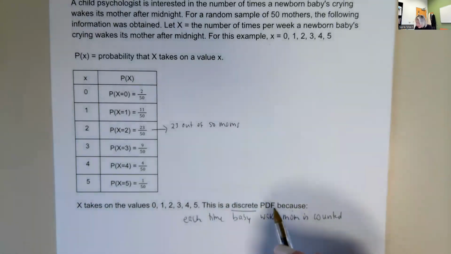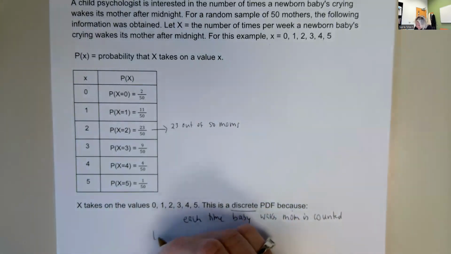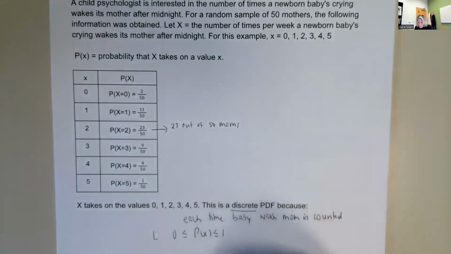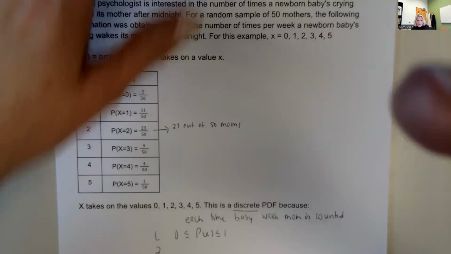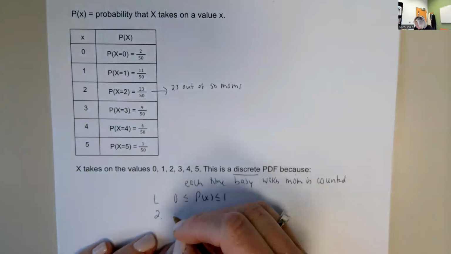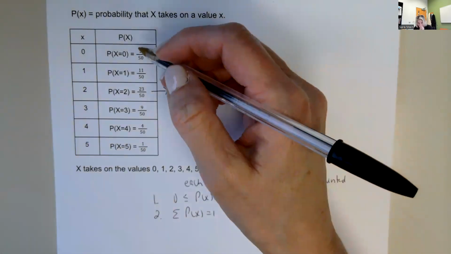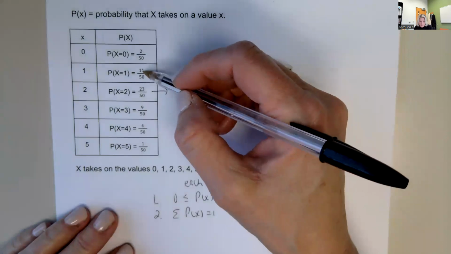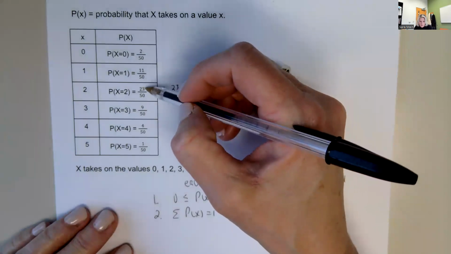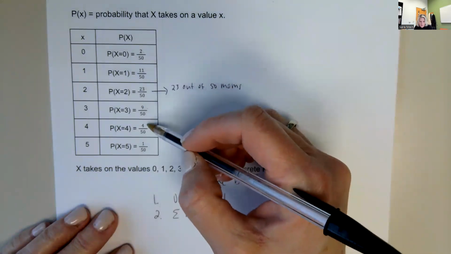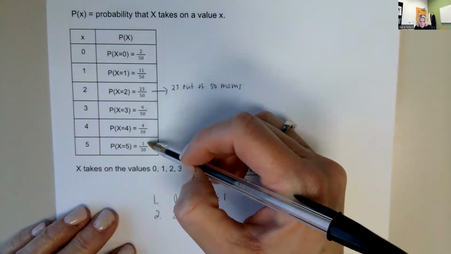And then it's a probability distribution because each individual probability is less than or equal to 1 and greater than or equal to 0. And also the probabilities total to make 1. If we were to add these, it would be 2 plus 11 is 13. 13 plus 23 is 36. Plus 9 is 45. Plus 4 is 49. Plus 1 is 50 over 50.